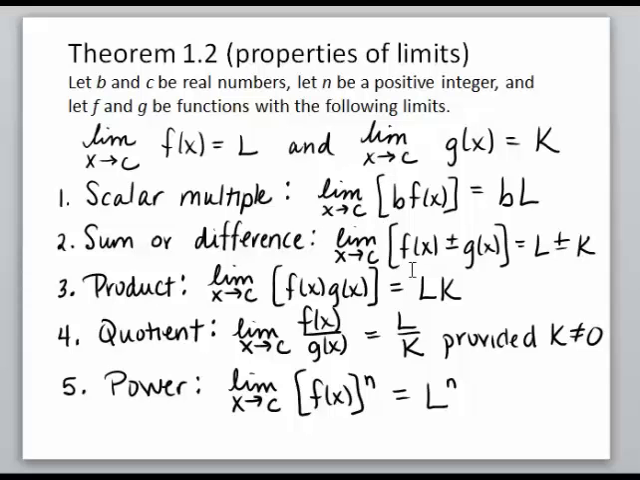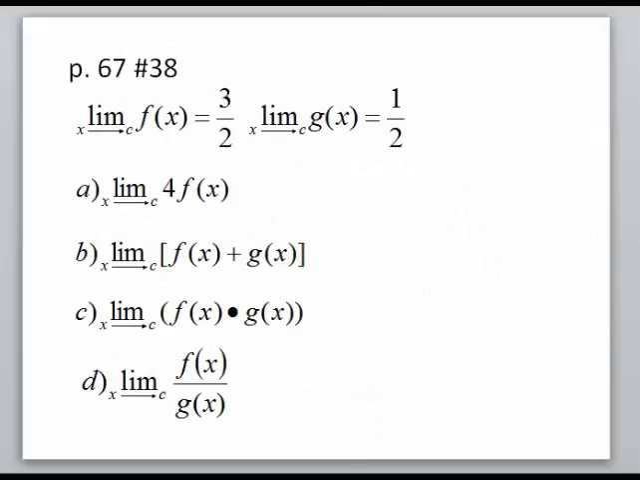There's a sum or difference, meaning that if you're finding the limit of 2 functions being added together, you could actually find the limit of each one separately and then just add them or subtract them. The same thing for the product. You could find the limit of each of the functions separately and then multiply them together. Quotient, you can take the limit of each part and then just divide them, but realize that the bottom can't be 0. And the last one is the power property, and the power property just says that you could find the limit of f of x and then raise it to that power. So we're going to use those in order to figure out these limits right here.